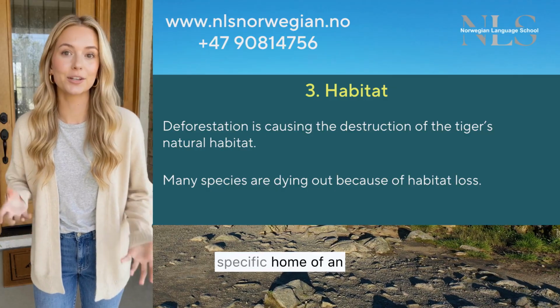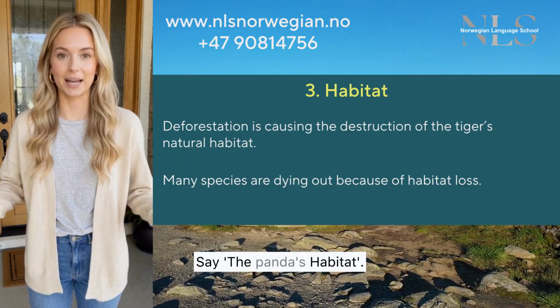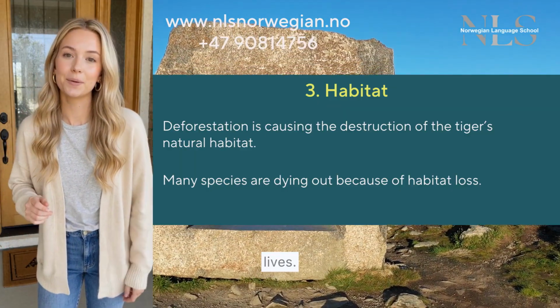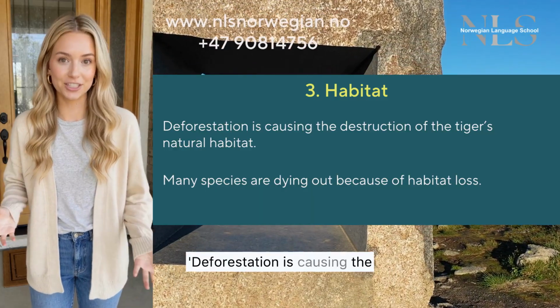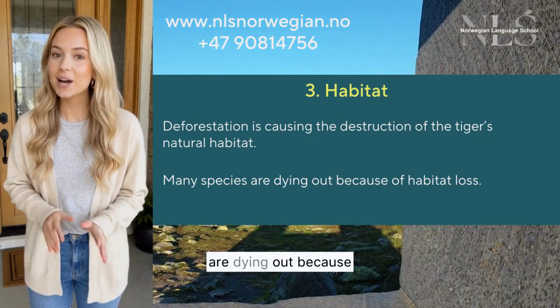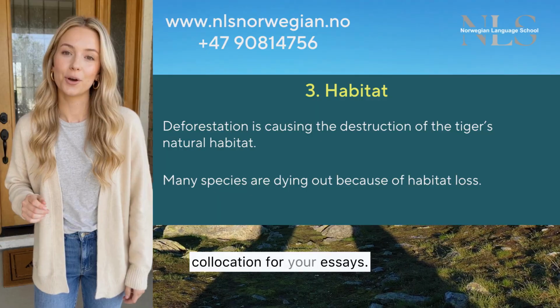Now, what about the specific home of an animal? Don't say the panda's house. Say the panda's habitat. This is the natural environment where an animal lives. Deforestation is causing the destruction of the tiger's natural habitat. Many species are dying out because of habitat loss. Habitat loss is a killer collocation for your essays.